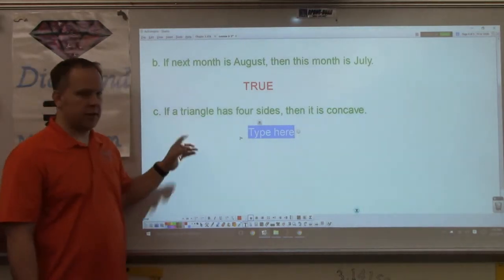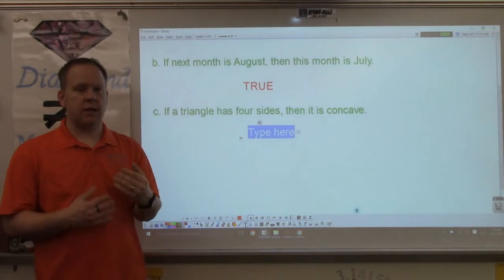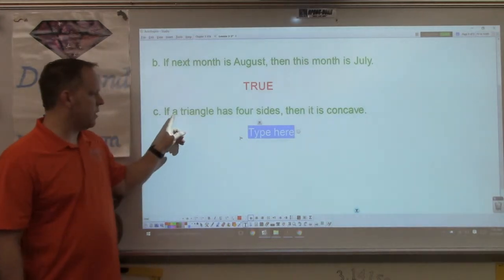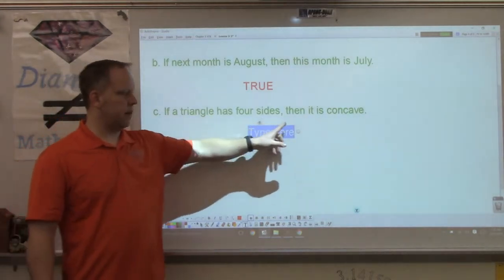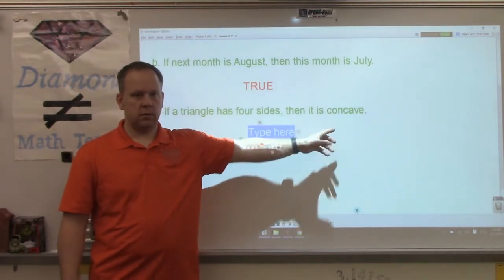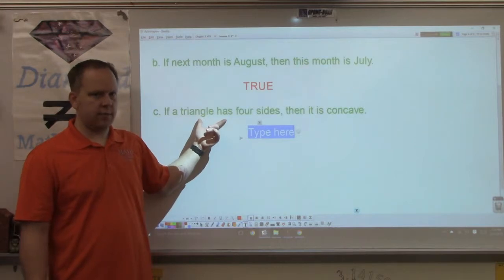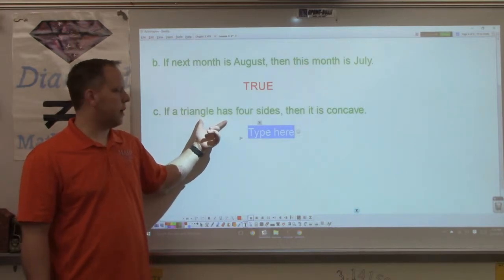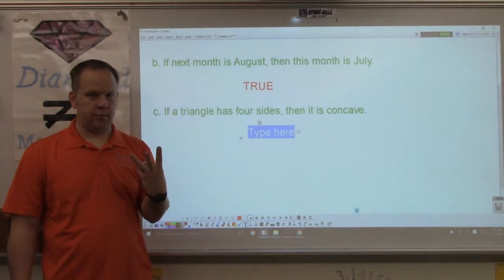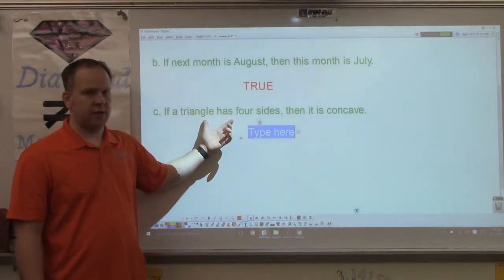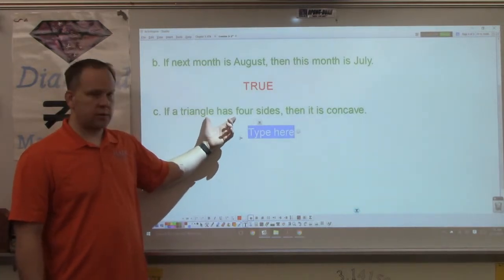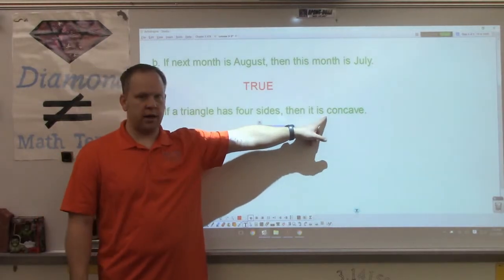Letter C. Now this is the third condition that gets a little weird. If a triangle has 4 sides, then it is concave. Look at your hypothesis. Triangle has 4 sides. Does a triangle have 4 sides? No. Triangle has how many sides? 3. My hypothesis right now is false. Since this is false, I cannot say whether or not it is concave or convex.